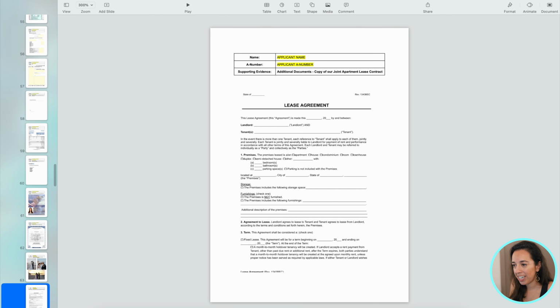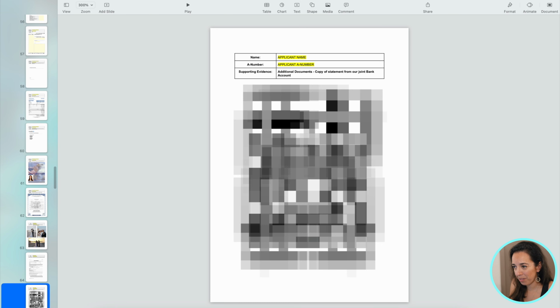We then included our joint lease for our apartment. You may not have this specifically, so use this just as a guideline of things that you could include as proof of a genuine marriage. However, we decided to include a joint apartment lease, which has both of our names on it. We then included a statement from our joint bank account, and you could get a joint bank account or be added to your sponsor's bank account.